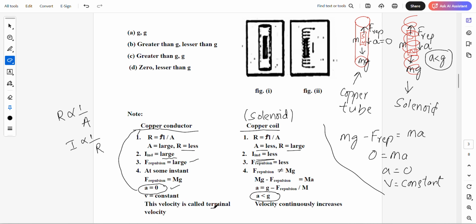This velocity is called terminal velocity. Because V is constant, acceleration will be 0 in case of copper tube, and A is less than g in case of solenoid. A is equal to 0 and A is less than g is the right answer. You can remember, in case of copper tube, A is equal to 0. In case of solenoid, A is less than g, because here F repulsion is not equal to mg. There, F repulsion is equal to mg at some instant. Okay, next problem.